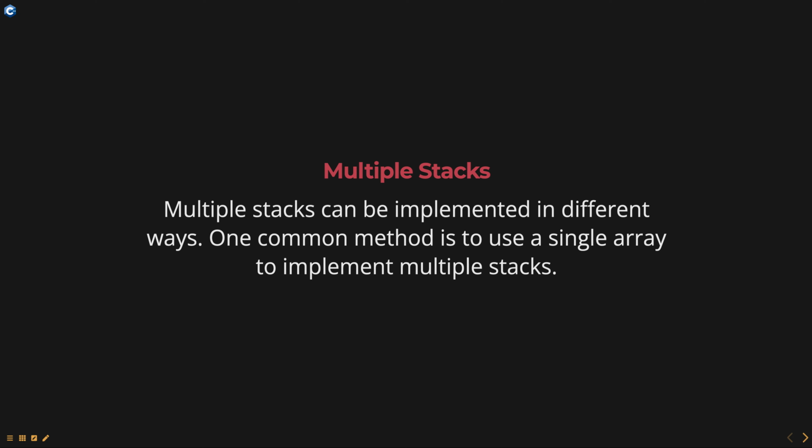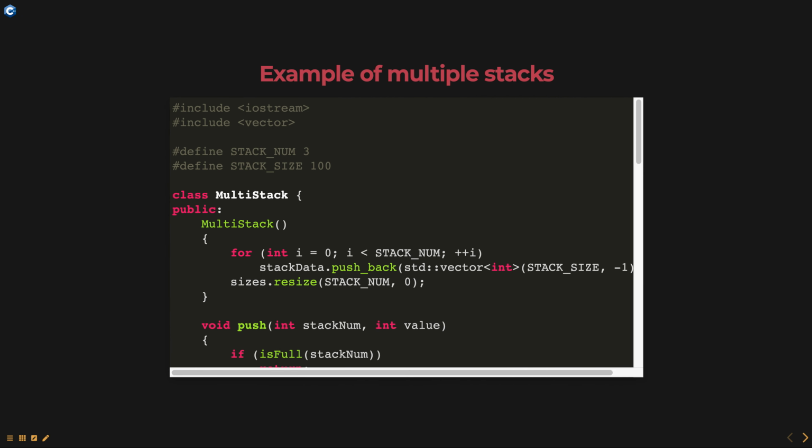The main difference is that the implementation must keep track of the different stacks and their respective positions in the array of arrays. Here is an example of how multiple stacks can be implemented in C++ using a single array. In this example, the MultiStack class implements three stacks using a single 2D array, stackData. The size of each stack is limited by the stack size. The sizes vector keeps track of the size of each stack.